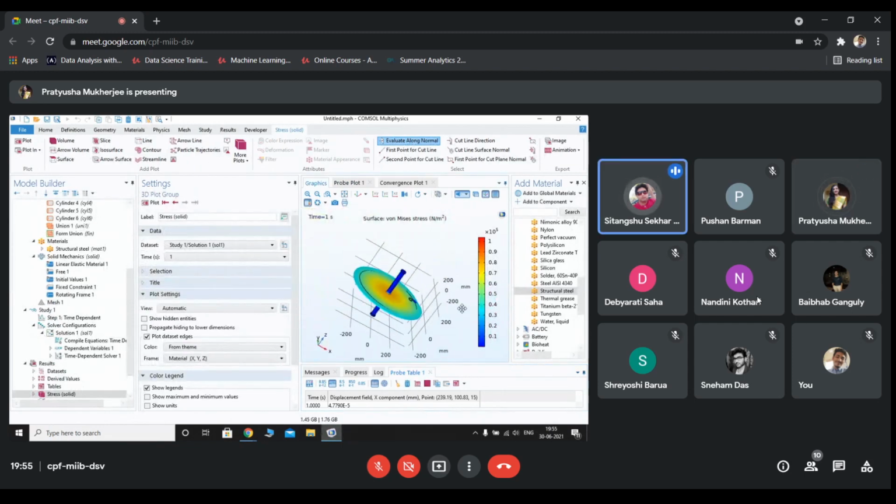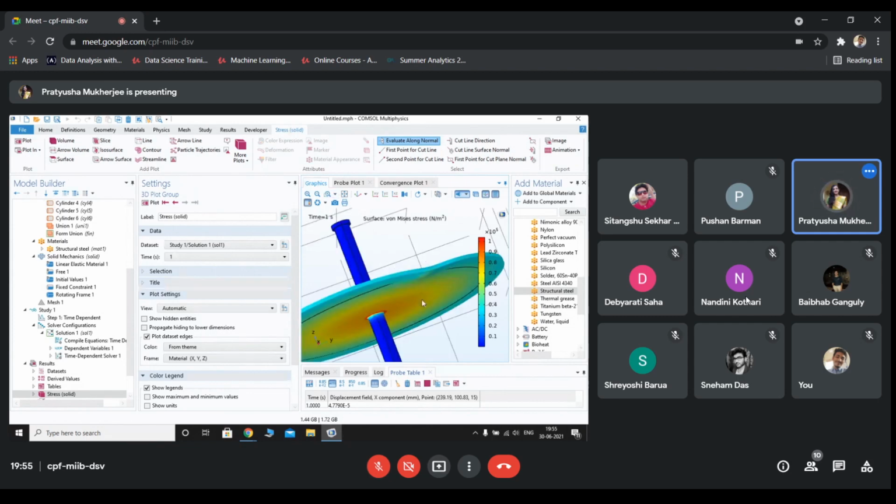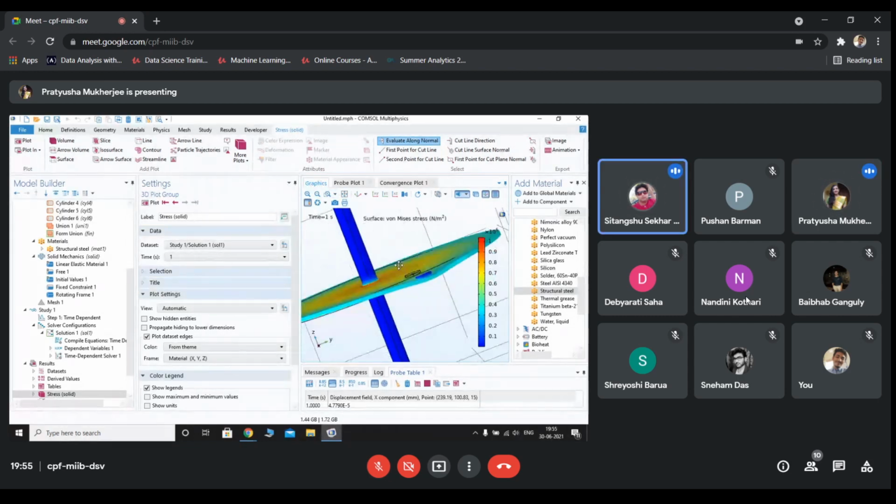Now you see which part we have added the extra mass. You see that area slightly it is deflected. I'm zooming in this part. You see? So actually this kind of thing will happen in practical.